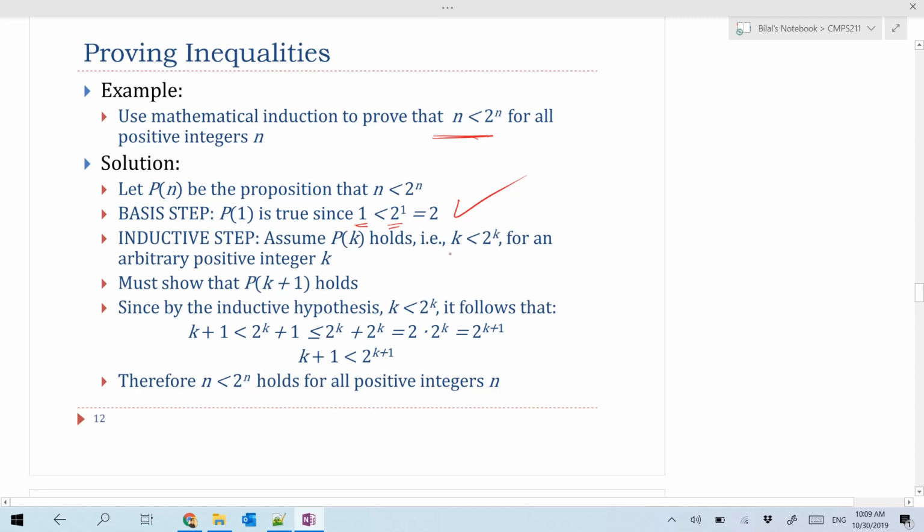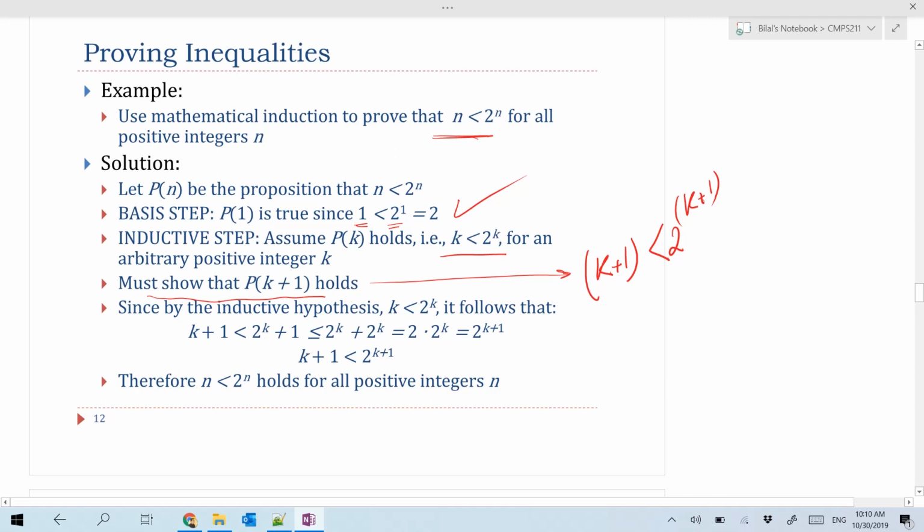Now, if you want to assume that k is strictly less than 2 to the power k for any k, and you want to entail from it that the property is also true for k plus 1, we must show that P of k plus 1 also holds. So to prove it, just state it, to check what you want to reach. What we want to reach is to prove that k plus 1 is strictly less than 2 to the power of k plus 1.